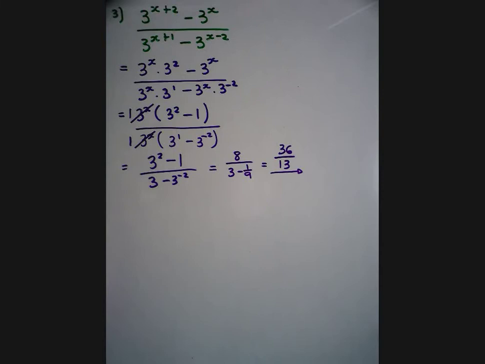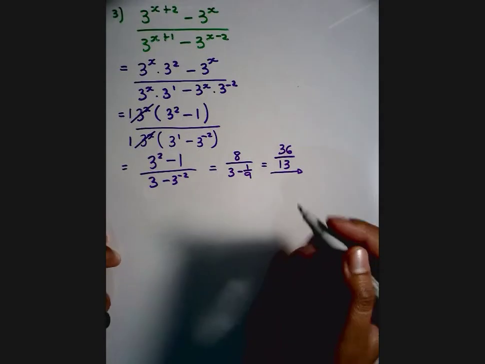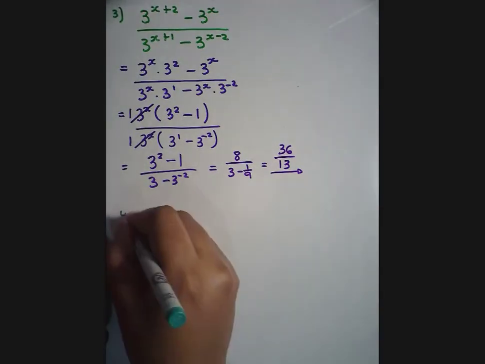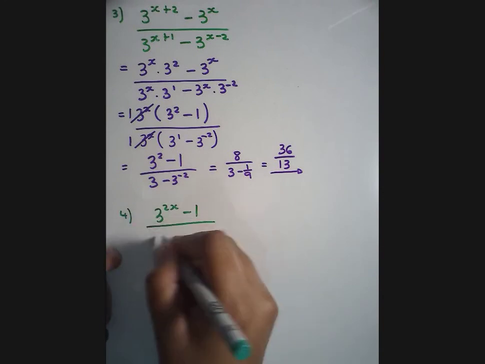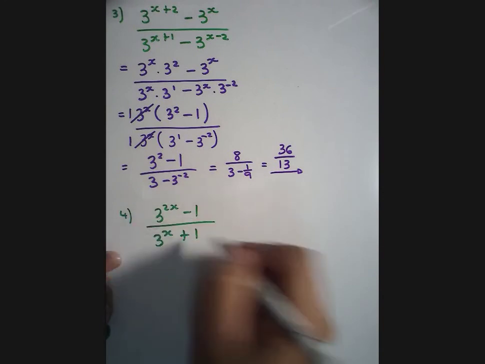Now let's do the next one. The next one is exactly the same thing. We follow the same exact concepts, right? So we're going to say here number 4, let's say 3 to the power of 2x minus 1 all over 3 to the power of x plus 1, right?